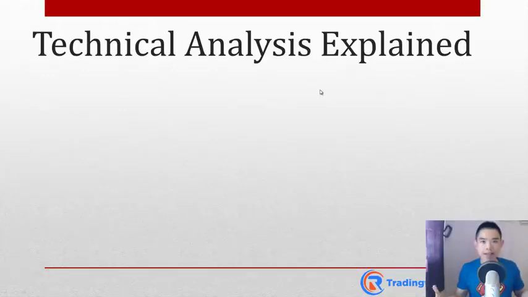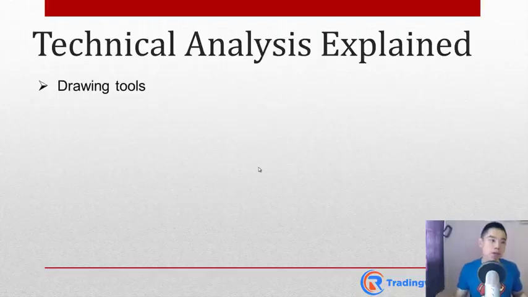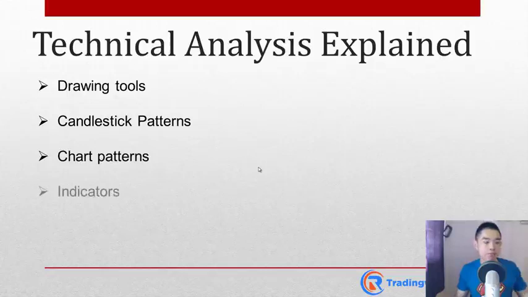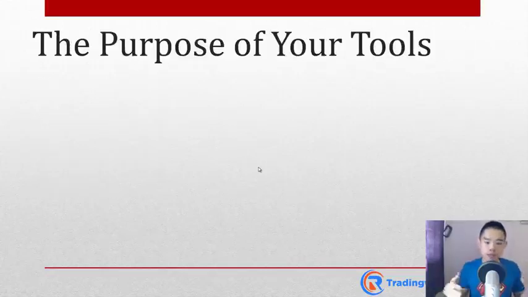Technical analysis can generally be broken down into a few categories. I call them number 1, drawing tools. Number 2, candlestick patterns, chart patterns, and indicators. The first thing that you must understand when you're using technical analysis is you must know the purpose of your tools. What is it for?